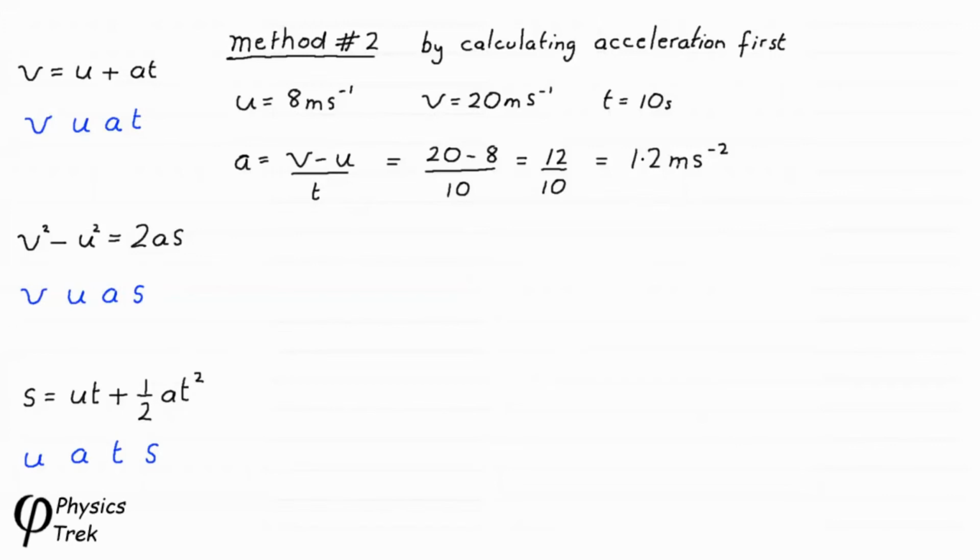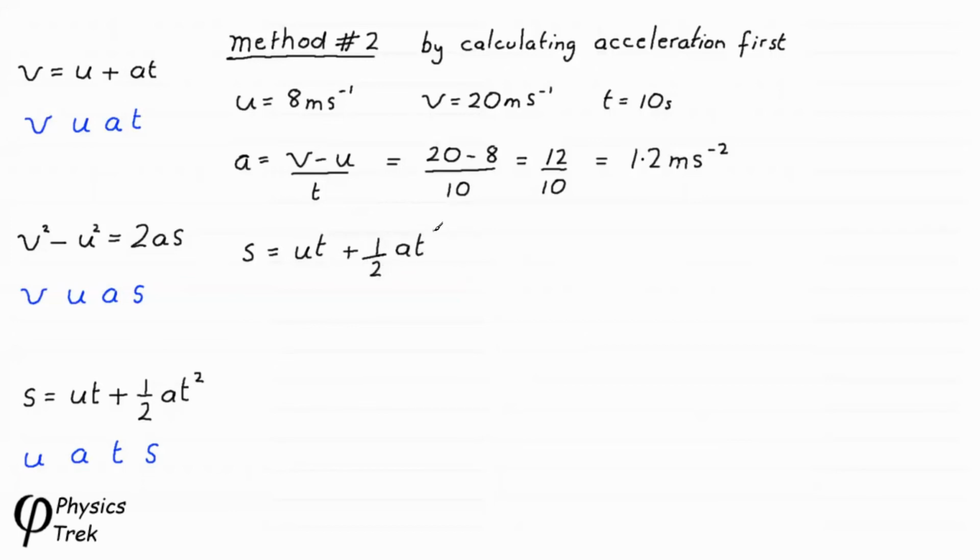Right, now we must decide which equation we're going to use. Well, we need to work out S. Now we've got 2 equations with S. V squared minus U squared equals 2AS, and S equals UT plus a half AT squared. This equation doesn't need any turning around. We have S equals. So that's the one we're going to use. So we have S is equal to UT plus a half AT squared.